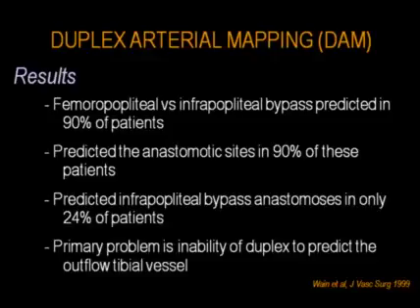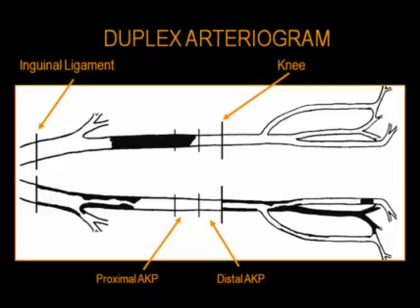The results are as follows. We were able to predict femoral popliteal versus infrapopliteal bypass in 90% of the patients, and in those patients we were able to predict the anastomotic sites in 90% of the patients. We were able to predict infrapopliteal bypass anastomoses in only 24% of the patients. And the primary issue in this case was the inability of the duplex to predict the preferred outflow tibial vessel. We felt that by duplex alone we couldn't really determine which vessel was best for an anastomosis based on the ultrasound image.